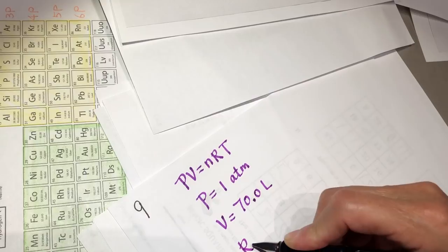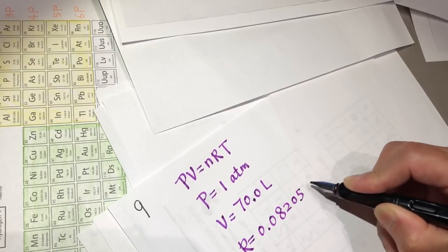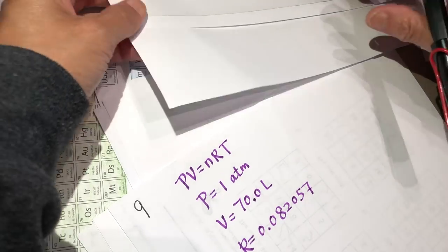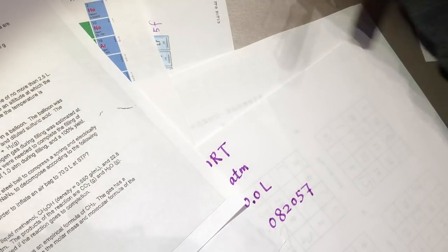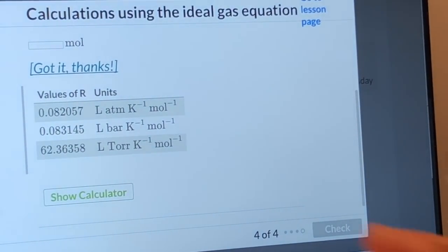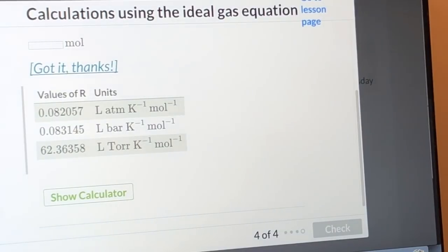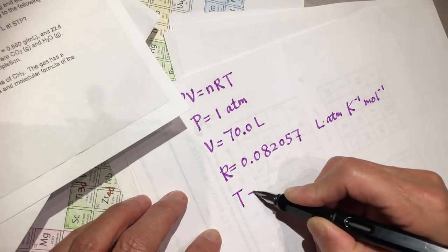R, we know, R equals 0.082057. I already remember it because tonight I have done 11 of these questions. Otherwise, you can search Chem Academy, there are some exercises, and in those exercises this number is in it. I looked at it many times, so I remember it. L atm K negative 1 mol negative 1. Okay, I copy it exactly because it's important.